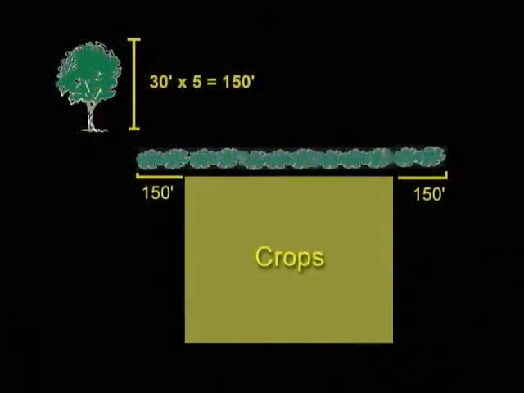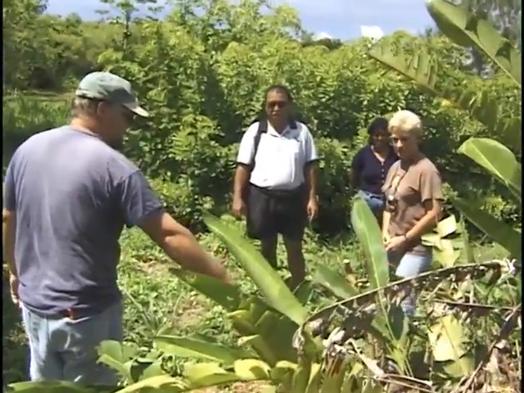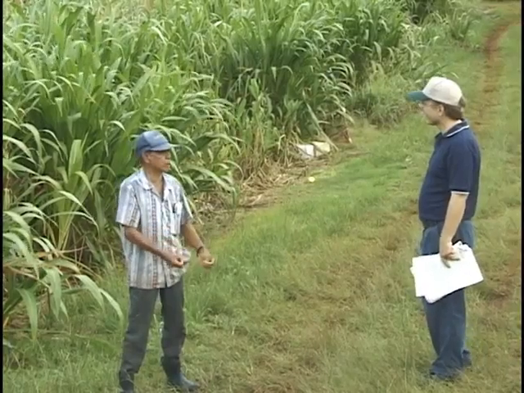The extension should generally be about 5 times the height of the windbreak beyond the area needing protection. Using the previous example, a 30-foot high windbreak should extend 150 feet on either side past the protected area. For specific design information, contact your local Natural Resources Conservation Service or Cooperative Extension agent.